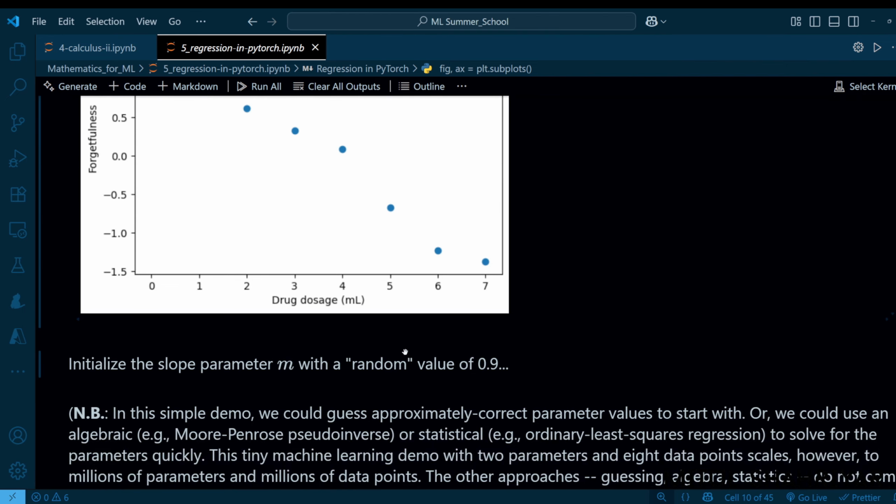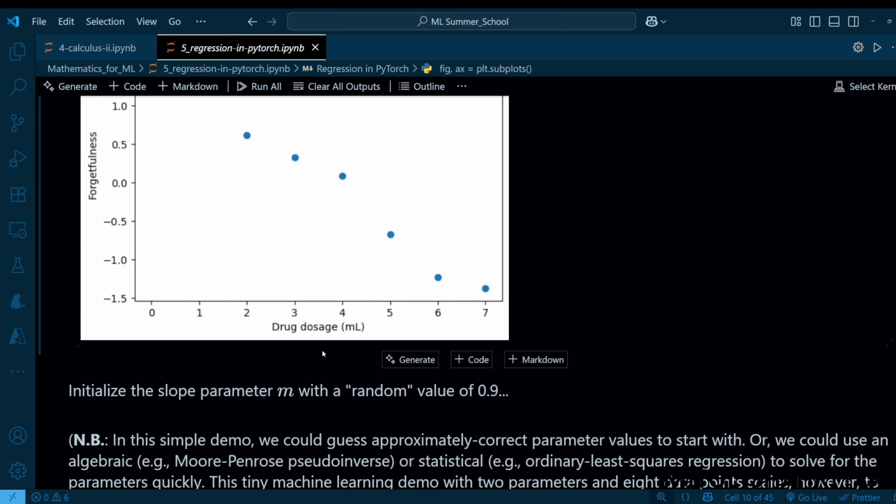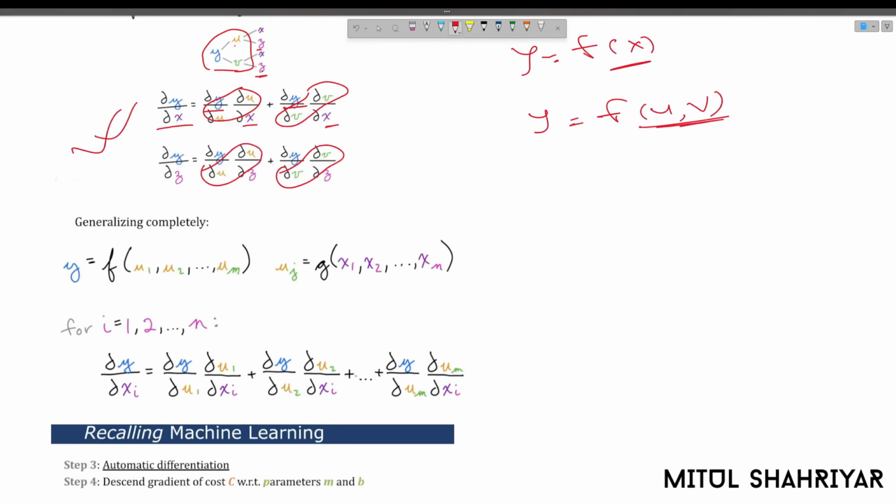As I mentioned, in general what happens in differentiation calculus is that we randomly pick the value of m and b. I did mention that, right? So you can see that here as well.